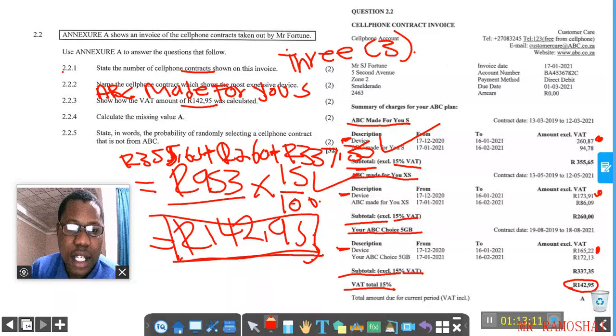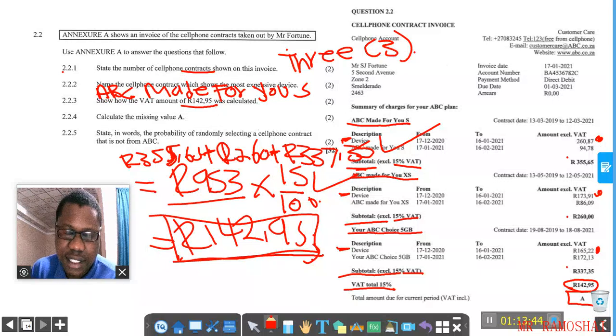Right. The next question, calculate the missing value A. So when you check, here is value A. So what is value A? Look at this. The total amount due for the current period, right? And then they also say this is VAT inclusive. So the amount due is going to be the total for contract A, total for contract B, total for contract C.